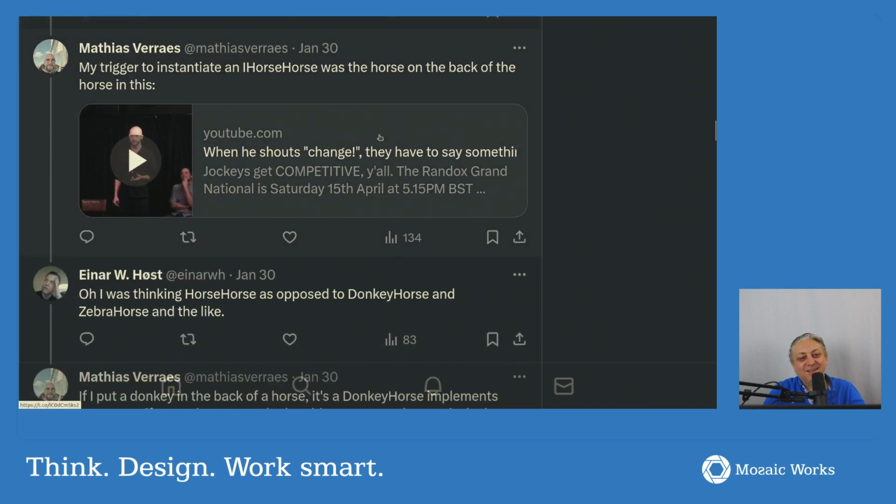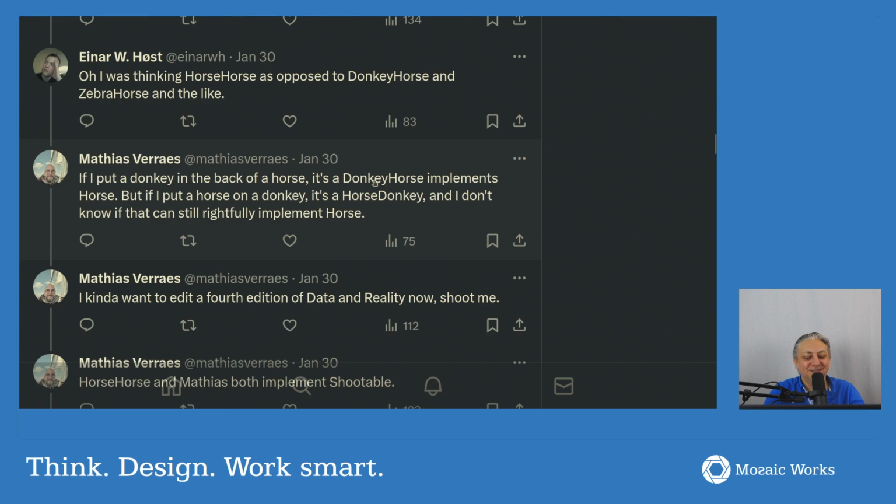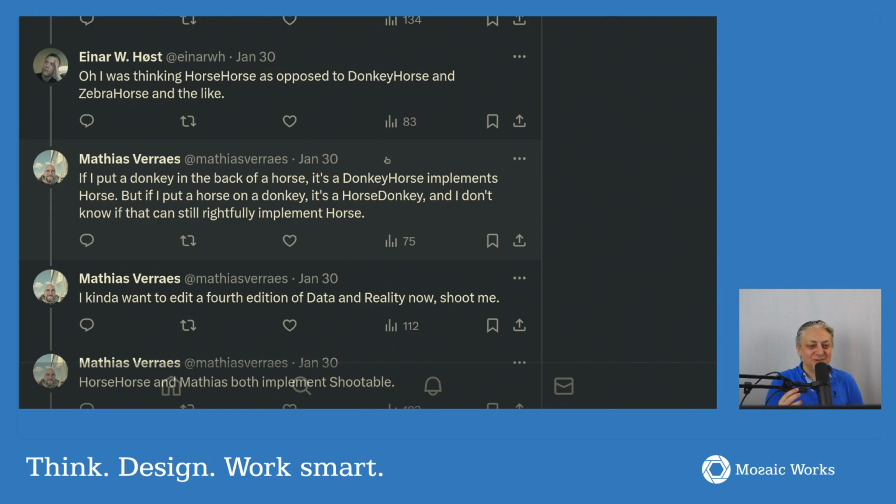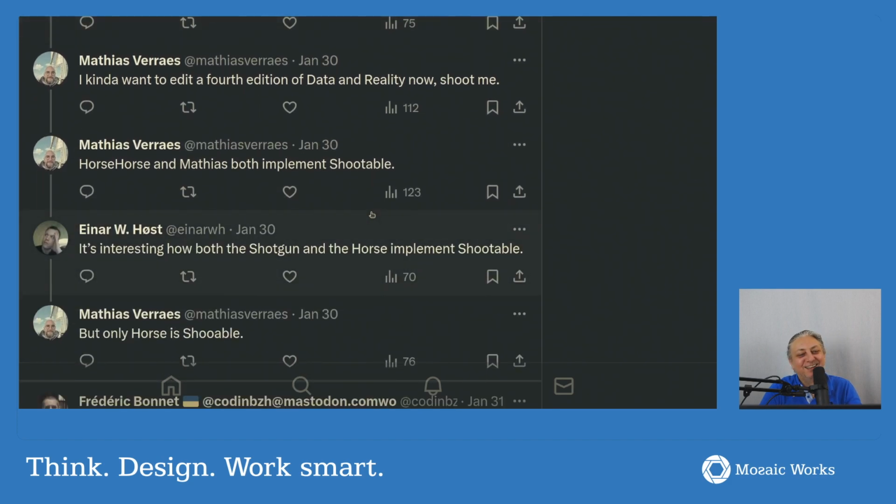Okay. The conversation moved into a fun territory, as it usually happens. Now I was thinking horse as opposed to donkey horse and zebra horse and the like, said Einar. Matthias answered, if I put a donkey in the back of the horse, it's a donkey. Horse implements horse. But if I put a horse on a donkey, it's a donkey. And I don't know if I can still rightfully implement horse. I kind of want to edit a 4th edition of Data and Reality now, shouldn't I? Horse and Matthias both implement shootable.